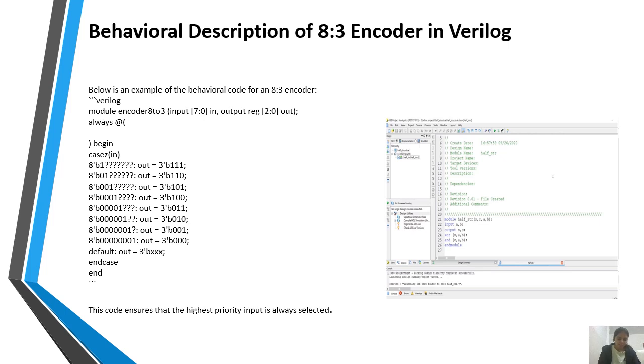Let's go for the example. If input is 8-bit 00100000, only in 5 is high. The case matches and the output is 3-bit 101.